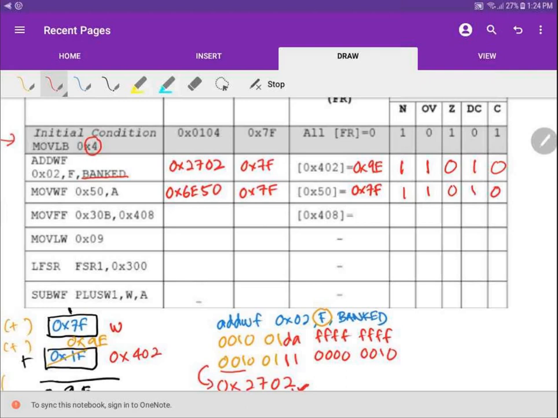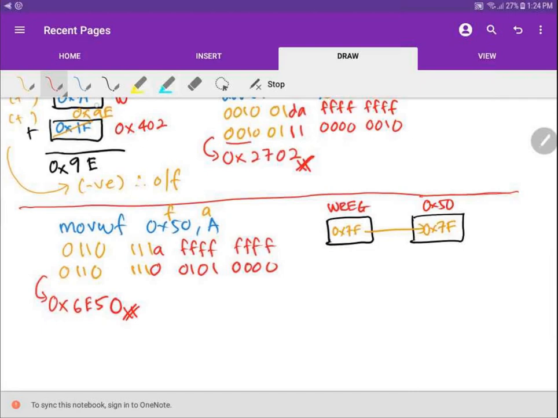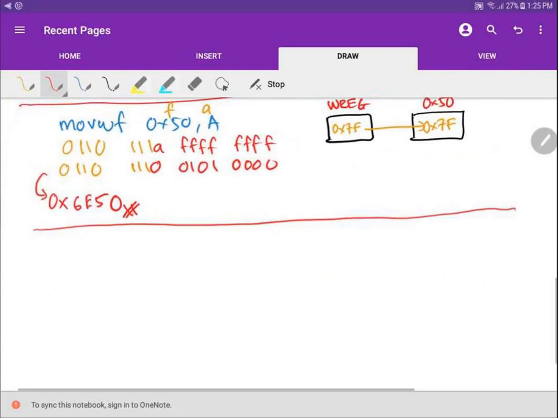Can you go to the next one? If you do not have question. If you have, just ask. Simple. The next one is MOVFF. So this MOVFF is, this is MOVFF. What is the address?